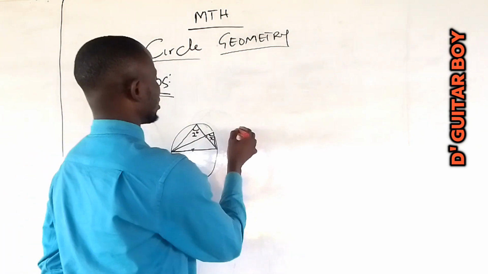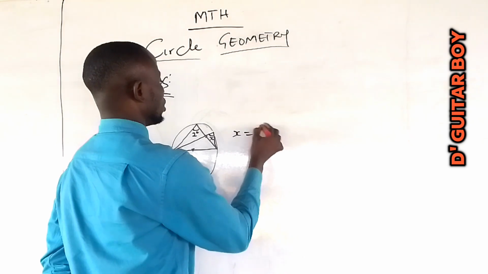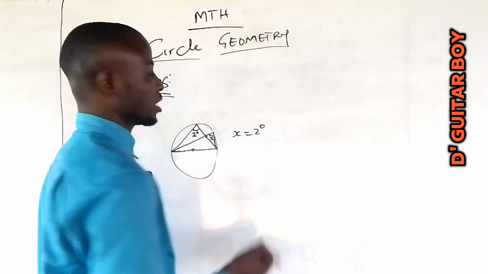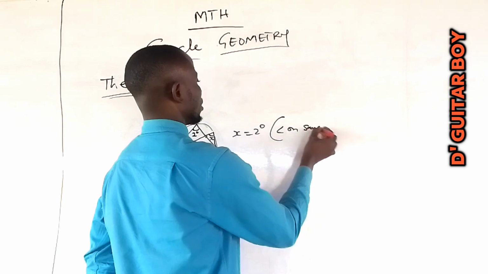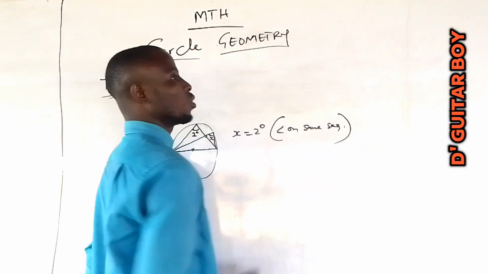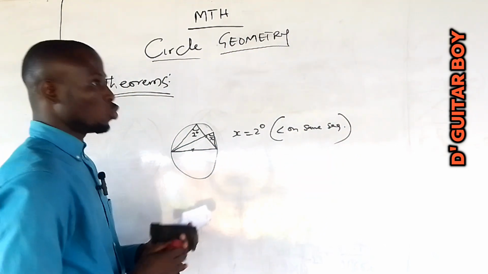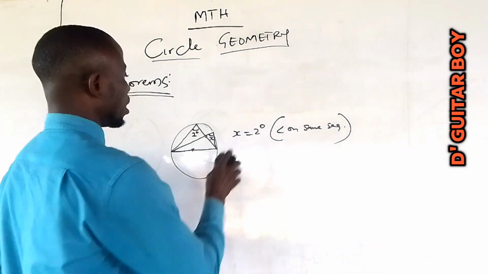This just says S is equal to what? 2 degrees. What's the reason? Angle on the same segment. Just open bracket, you write angle on same segment. So that is how you use all this information to solve problems.